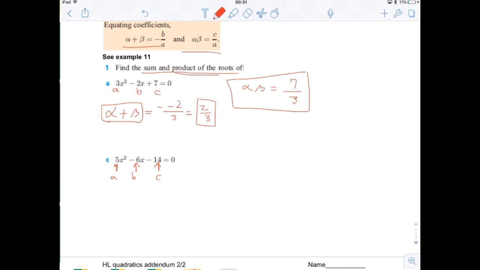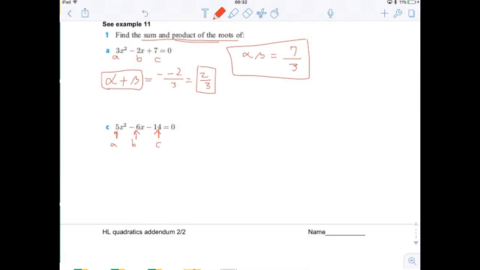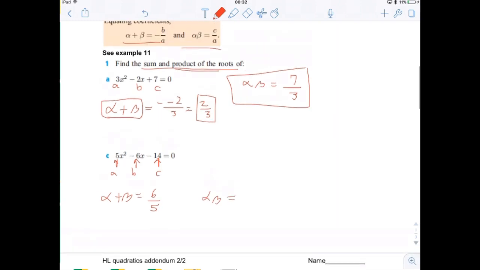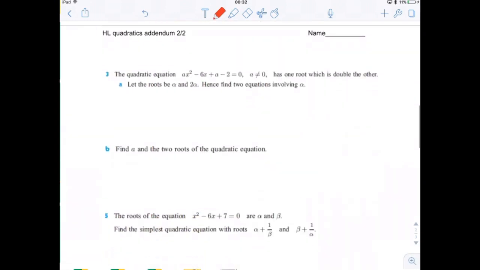Why are they alpha and beta? Because we defined it to be so. At the very beginning of this derivation, we said that alpha and beta are the roots of the standard form. Okay, so let's see. Alpha plus beta is equal to negative b, which is minus 6, which is positive 6, divided by 5. And alpha times beta is equal to c divided by a. So it's negative 14 divided by 5. Okay? All right. That's pretty easy, right?